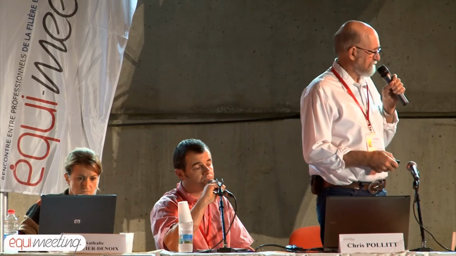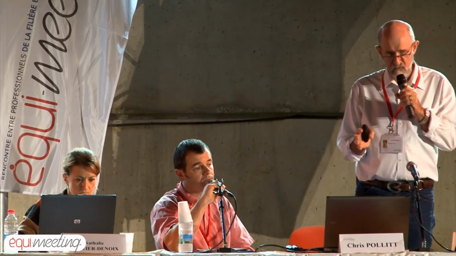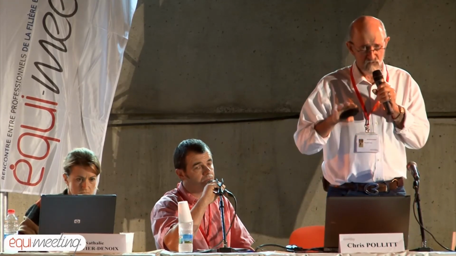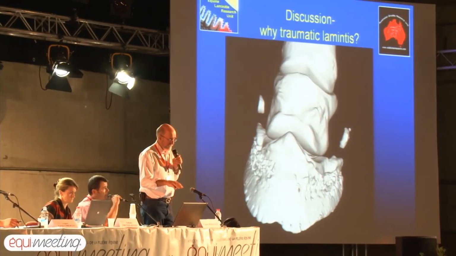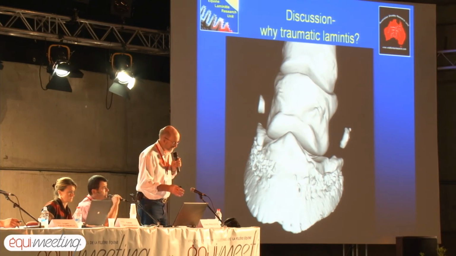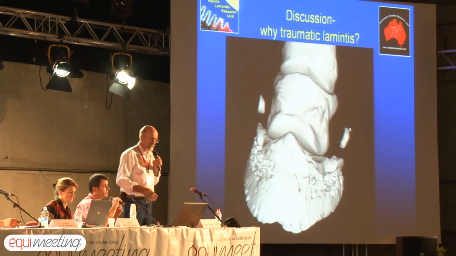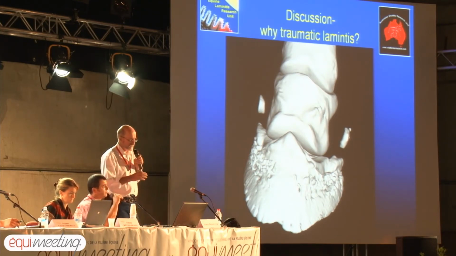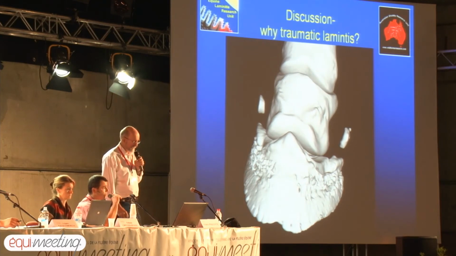So clearly those horses were not suffering from traumatic laminitis, we would assume, because they walk on soft country and have long hooves. But why do we think the other horses with the short hooves are developing chronic laminitis?